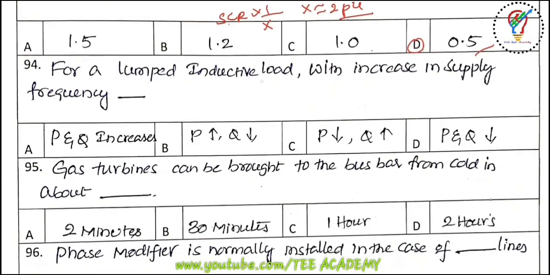For a lumped inductive load with an increase in supply frequency, the options are: P and Q increase; P increases, Q decreases; P decreases, and Q increases. Here P and Q mean active and reactive powers. So for a lumped inductive load with the increase in supply frequency, what is going to increase? The active power decreases and the reactive power increases.